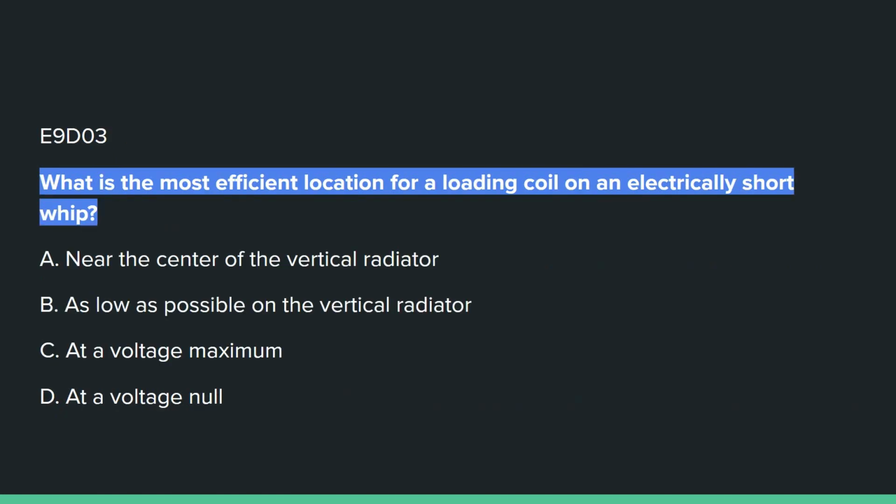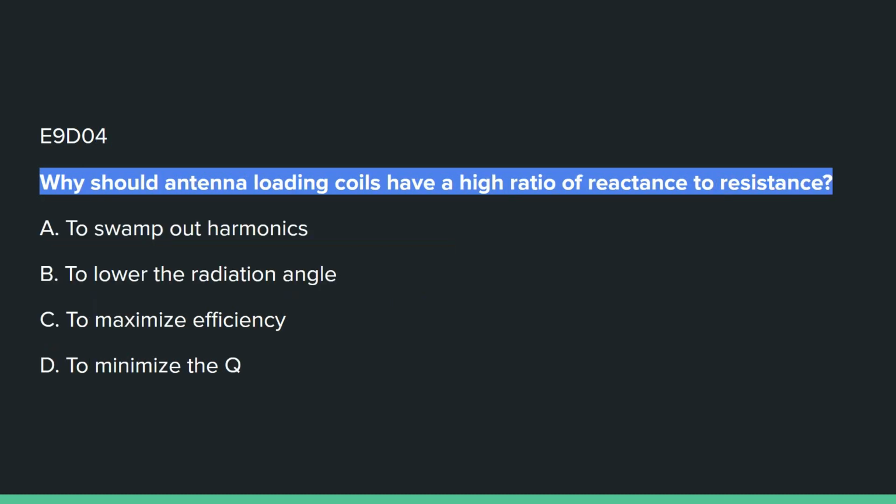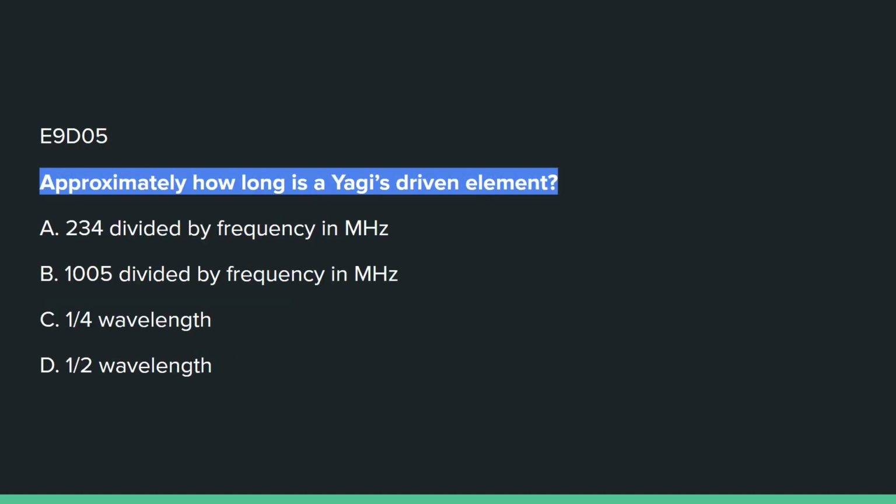E9D03, what is the most efficient location for a loading coil on an electrically short whip? A. Near the center of the vertical radiator. E9D04, why should an antenna's loading coil have a high ratio of reactance to resistance? C. To maximize efficiency. E9D05, approximately how long is a Yagi's driven element? It's a half wavelength.